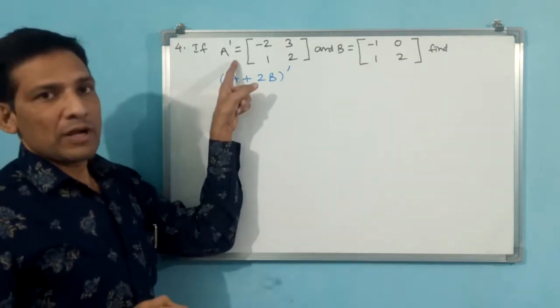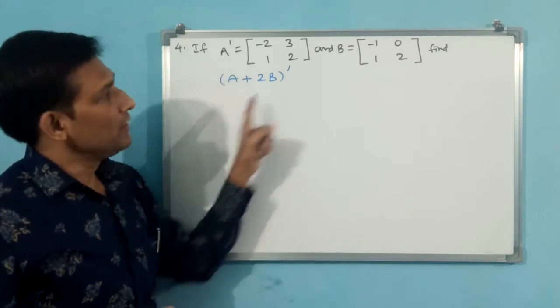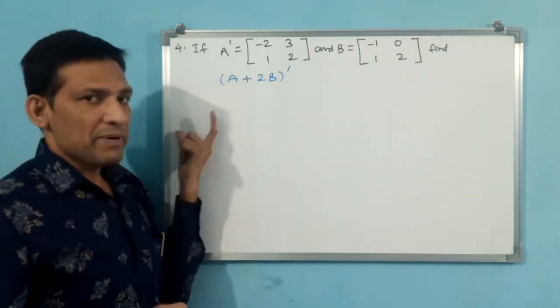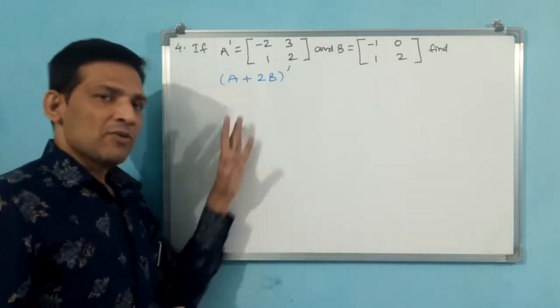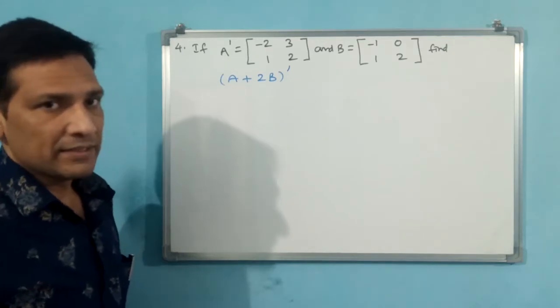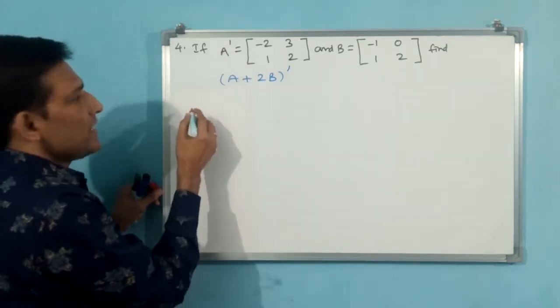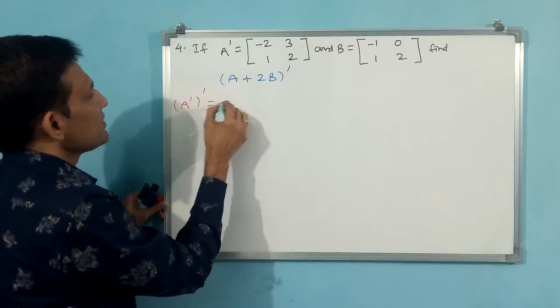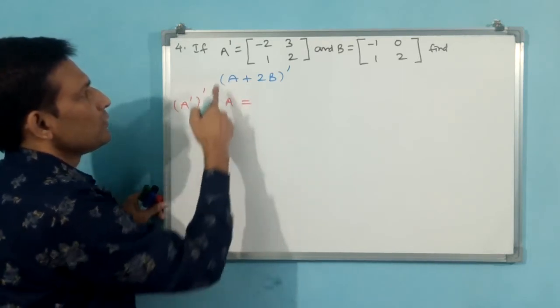First you have to convert this A transpose into A. You have to multiply scalar 2B. A plus 2B you have to do. Then finally you have to transpose it. Okay. This is very easy question. Let us take this. First what you have to find? You have to find A. You see how I am doing? A transpose whole transpose is equal to A, that is equal to.